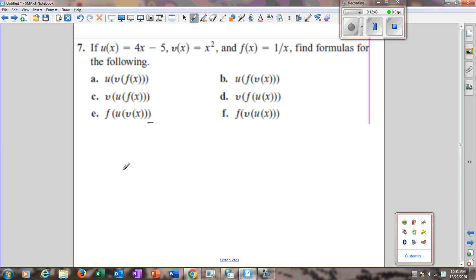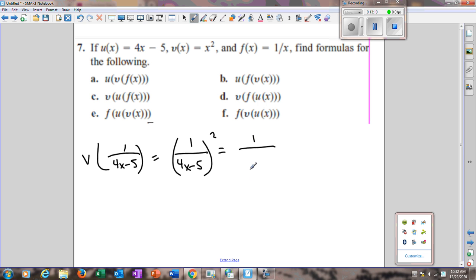Part D, v of f of u of x. So that means I'm going to plug the u of x into f first, which means it's going to be 1 over 4x minus 5. And then it's still v of that, which means it's going to be 1 over 4x minus 5 squared. You can simplify that fairly easily. 1, and then this would be 16x squared minus 40x plus 25.